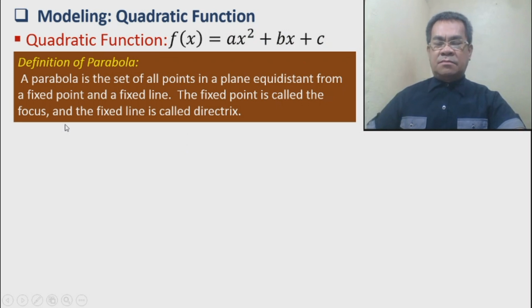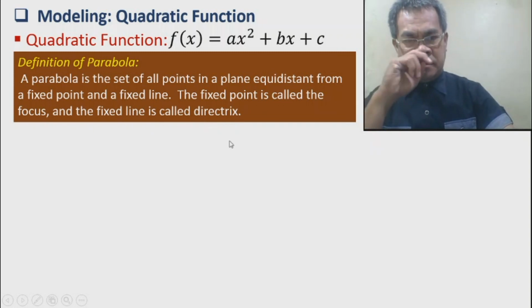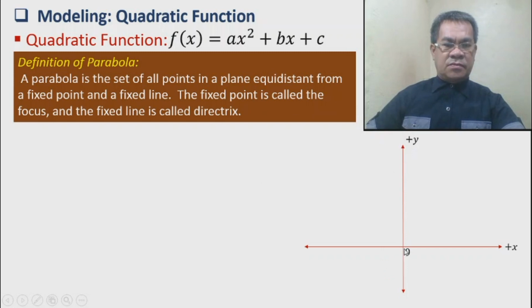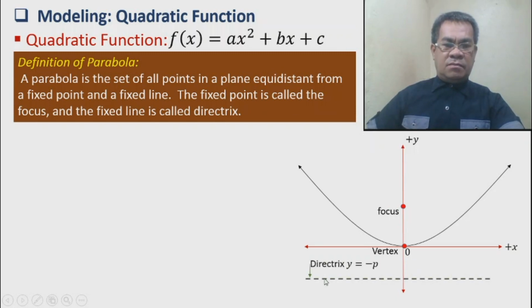Now, by definition, a parabola is the set of all points in a plane equidistant from a fixed point and a fixed line. The fixed point is called the focus, while the fixed line is called the directrix. If this is the Cartesian plane with origin 0, x and y, we can call this a parabola if we have the vertex and the focus. We also have the directrix, and it has the equation y = -p.